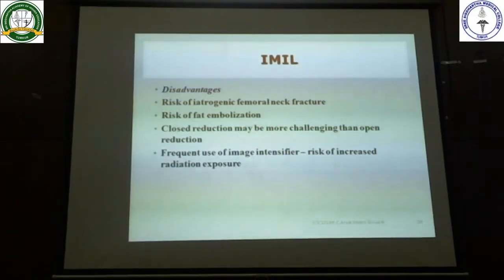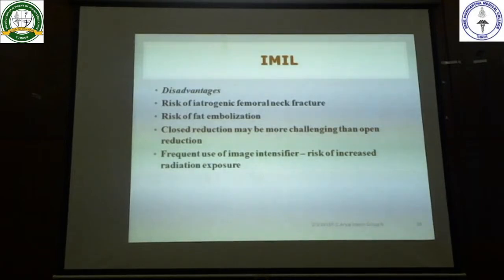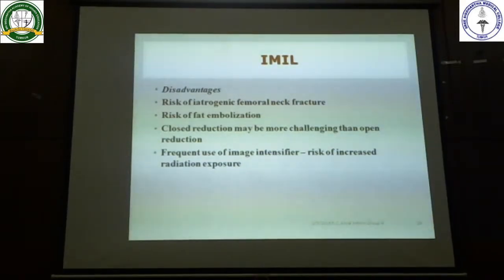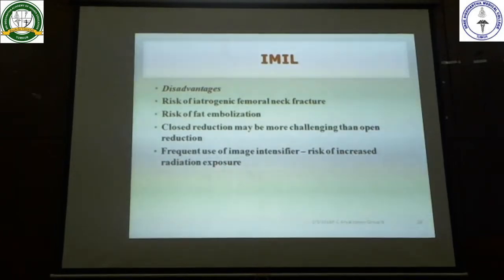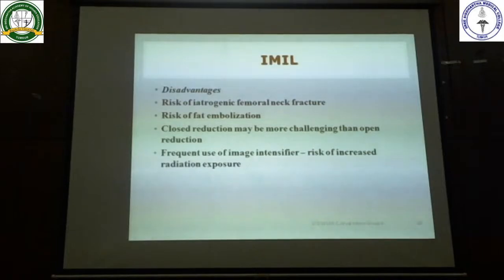Risks will be there. Closed reduction may be more challenging than open reduction. Open reduction means you're opening the fracture site. Closed reduction means you're only using a C-arm. You're not opening the fracture site. So that is known as closed reduction. So that is obviously more challenging compared to open reduction. Frequent use of image intensifier, risk of increased radiation exposure. Like I already mentioned, it is nothing but a live X-ray.